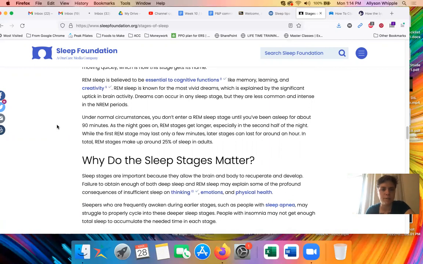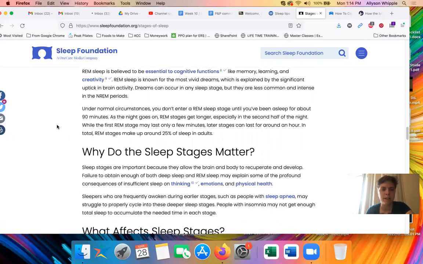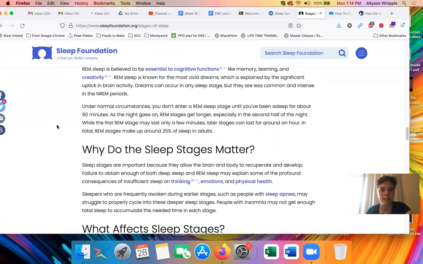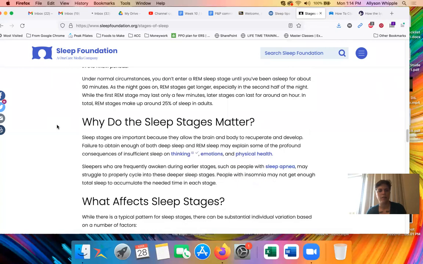REM sleep is believed to be essential to cognitive function like memory, learning, and creativity. REM sleep is known for the most vivid dreams, which is explained by the significant uptick in brain activity. Dreams can occur in any sleep stage, but they are less common and intense in the NREM periods. Under normal circumstances, you don't enter a REM sleep stage until you've been asleep for about 90 minutes. As the night goes on, REM stages get longer, especially in the second half of the night. While the first REM stage may last only a few minutes, latter stages can last for around an hour. In total, REM stages make up about 25% of sleep in adults.